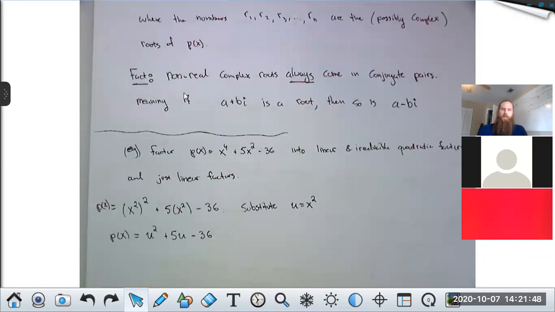So I need two numbers that multiply to negative 36 and add up to positive 5. Let's see, 6 and negative 6 multiply to negative 36, but that doesn't add up to 5. How else can I split 36 into two factors?